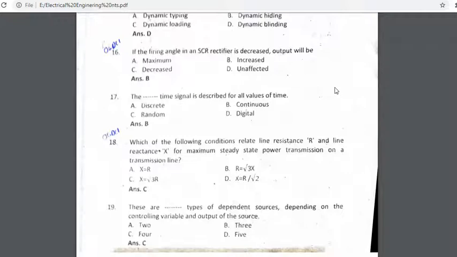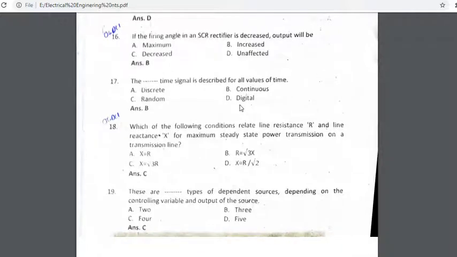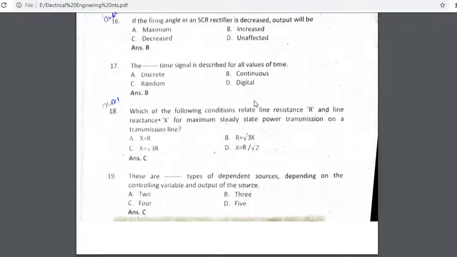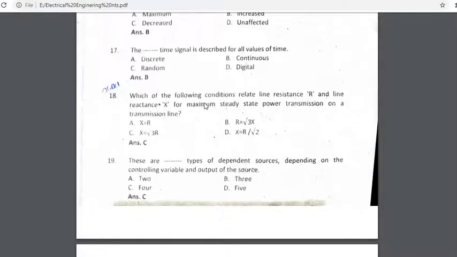In the 17th one, for all values of time, we have a continuous time signal. So in a continuous time signal, we have values at all times. There is another relation. What is the following condition relating line resistance and line reactance? This is the relation which relates line resistance to line reactance.